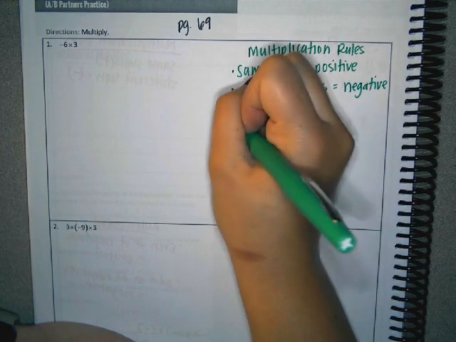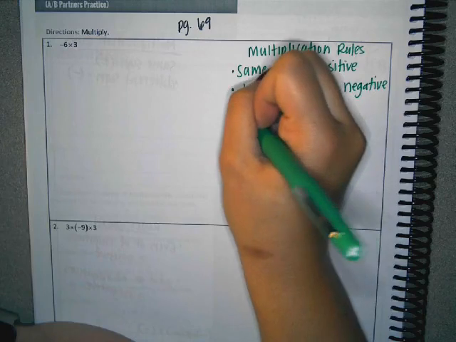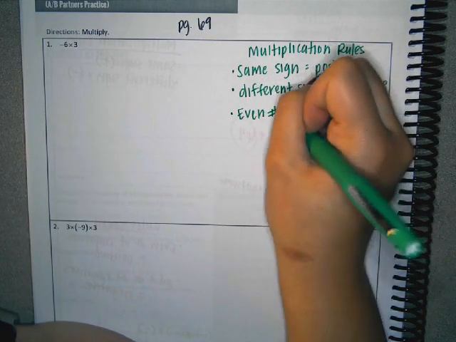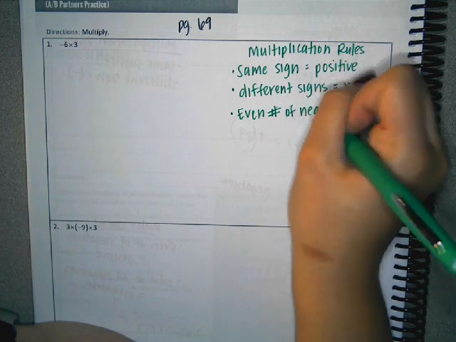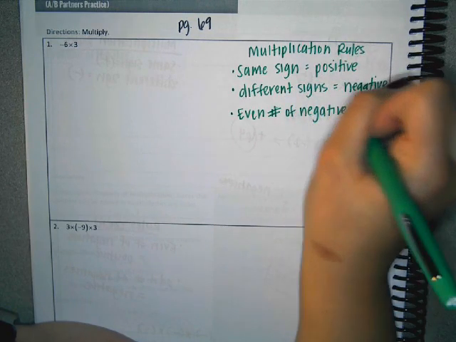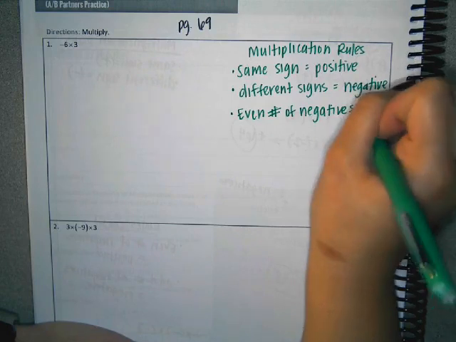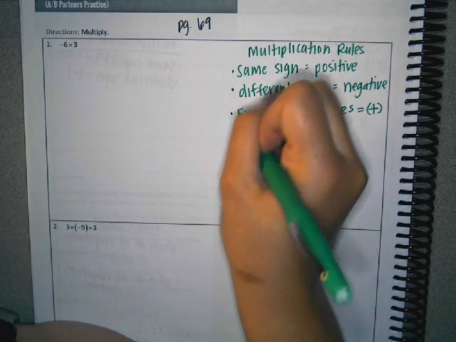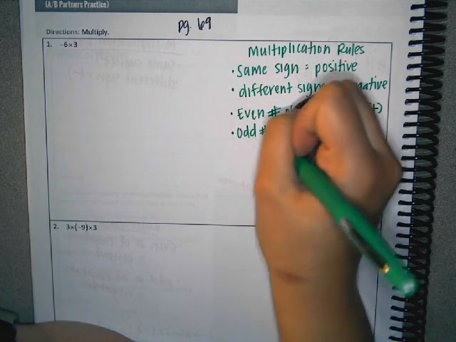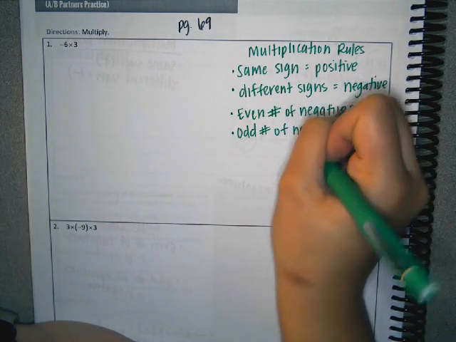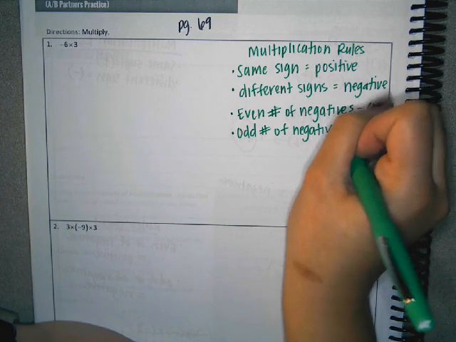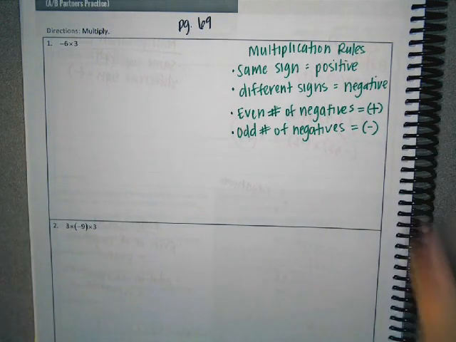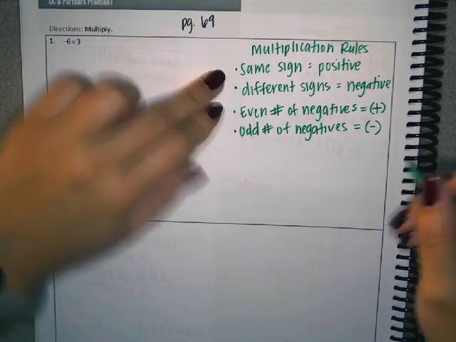Let's also write down even number of negatives equals a positive, and odd number of negatives equals a negative. So now we have two different ways to solve our problem.